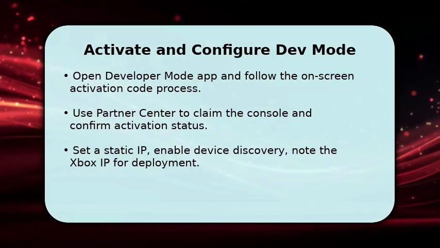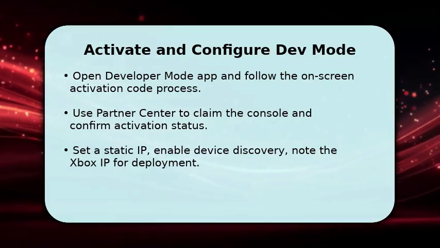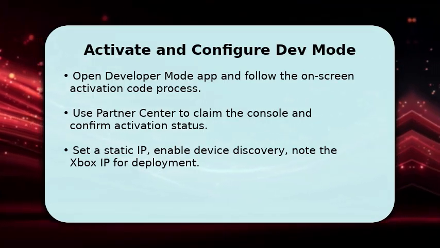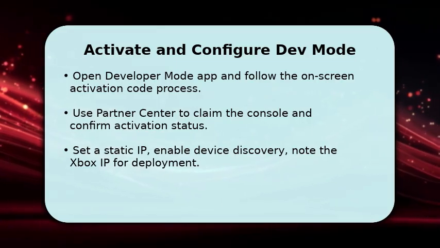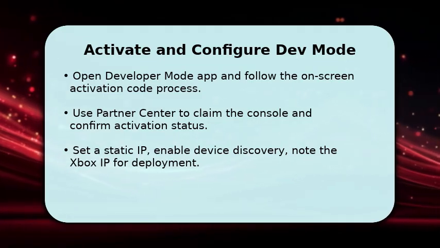You now activate Dev Mode and configure the console. Open the Developer Mode app and follow the on-screen steps to get an activation code. Input that code in Partner Center to claim the device. Once activated, switch back and set a static IP and enable device discovery so your PC can find the Xbox.